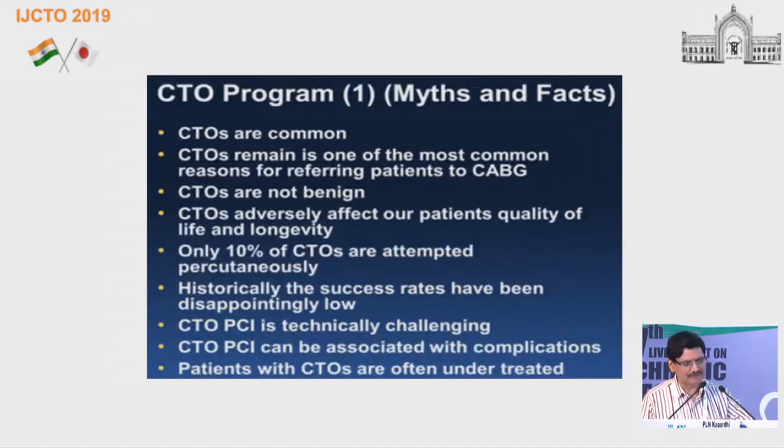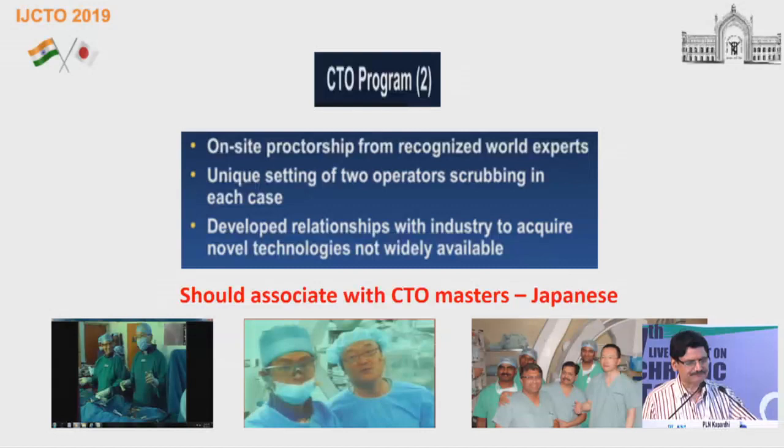And these are some of the myths. CTOs are common. CTOs are one of the most common reasons for referring patients to CABG. CTOs are not benign. CTOs adversely affect our patients' quality of life and longevity. Only 10% are attempted percutaneously. Historically, the success rates have been disappointingly low. CTO PCI is technically challenging. CTO PCI can be associated with complications. Patients with CTOs are often undertreated. These are some of the myths and facts among the interventional cardiology forum.